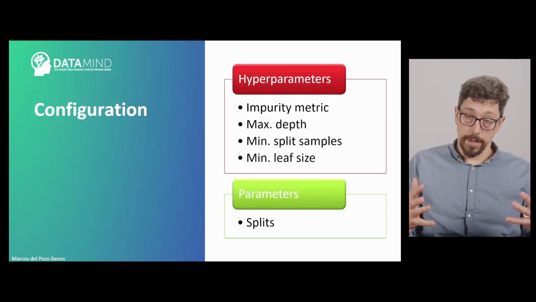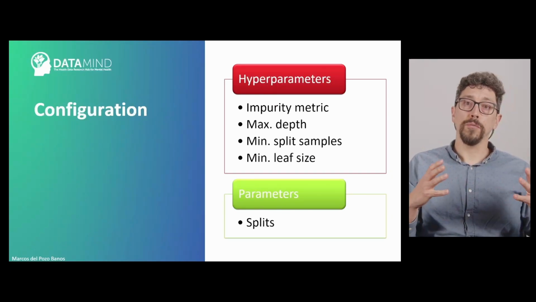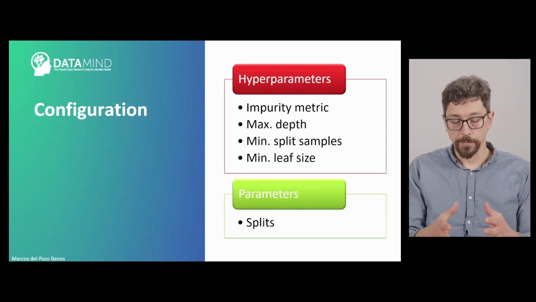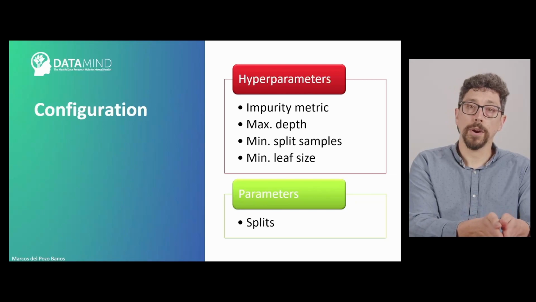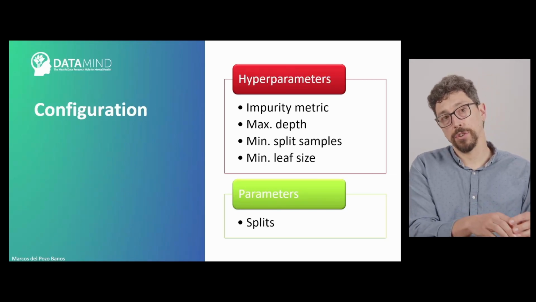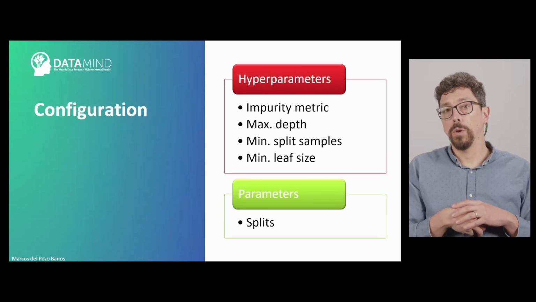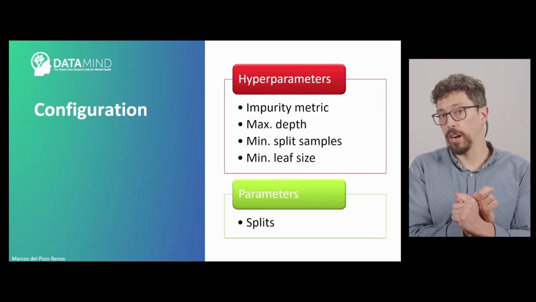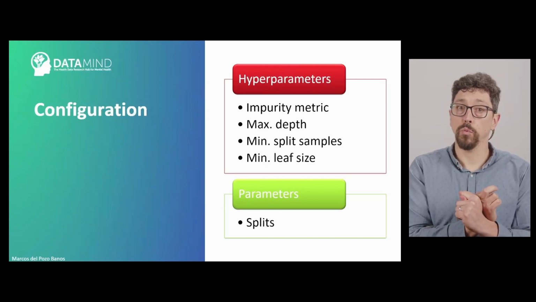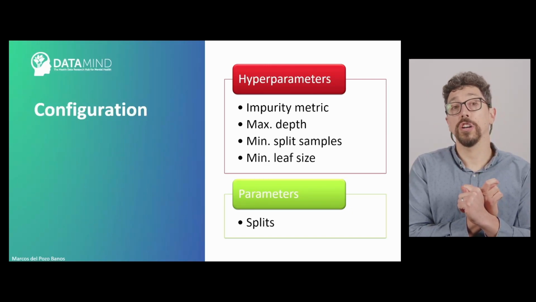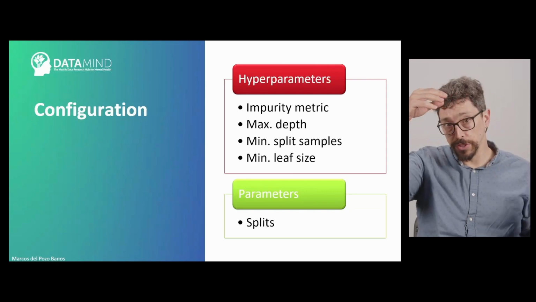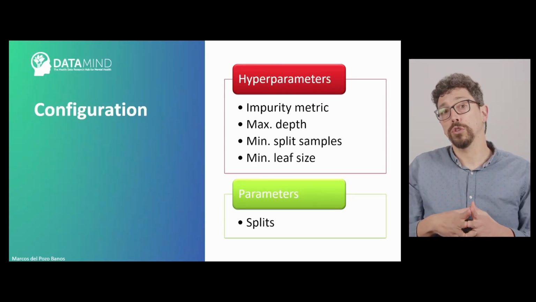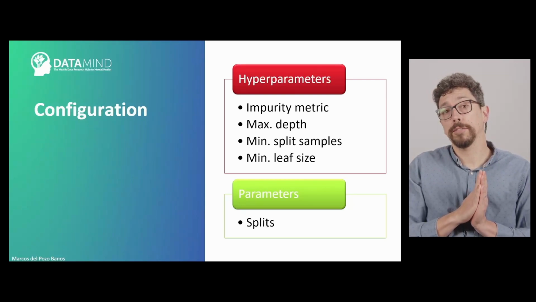Now, let's think about the different variables that come into play in decision trees. What are the hyperparameters and what are the parameters of decision trees? Well, hyperparameters will be: what type of impurity metric are we going to use? We talked about them, we mentioned two earlier. What is the maximum depth of the tree? So how many consecutive splits do we want to apply on the data?